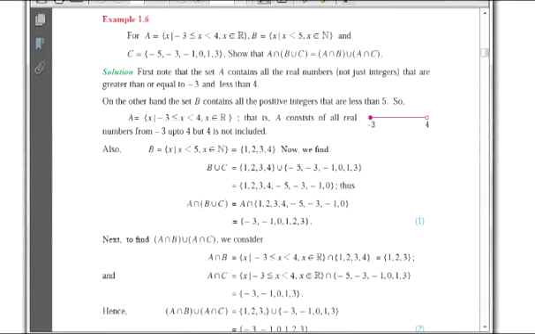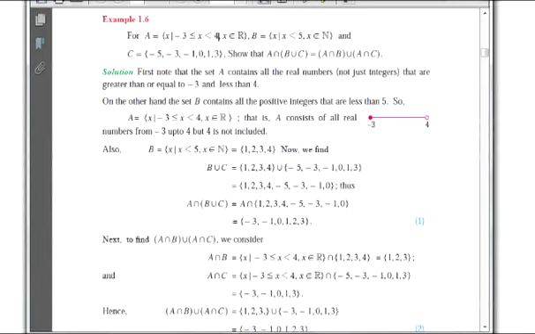So you have a set A, which is a set of all x where x satisfies this condition, that is x should be greater than or equal to -3 and less than 4, and x is a real number, which means the elements of the set are what? They are not just -3, -2, -1, 0, 1, 2, 3. They are -3, -2.9999, -2.9, -2.8, -2.7, -2.6, and so on and so forth, because these are real numbers. So these are all numbers that lie on the real line between -3, including -3, and less than 4.